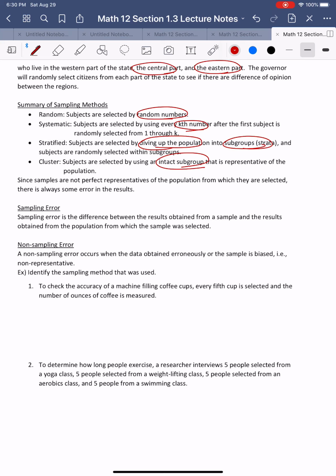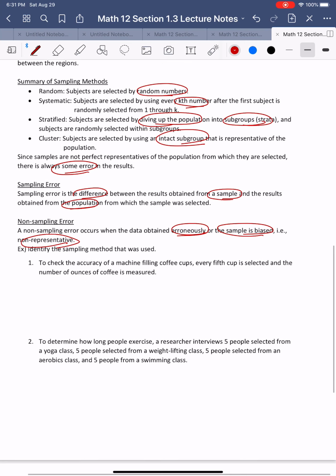Since the samples are not perfectly representative of the population from which they are selected, there are always some errors in the results. So, sampling error. Sampling error is the difference between the result obtained from the sample and from the population. Non-sampling error occurs when the data are obtained erroneously or the sample is biased. So this is not actually a difference; they already made it wrong, right?